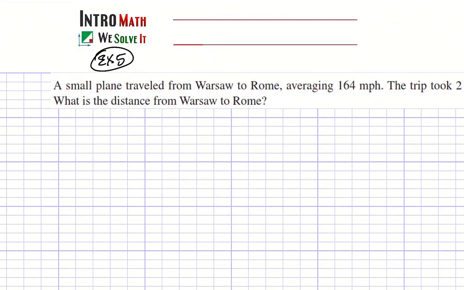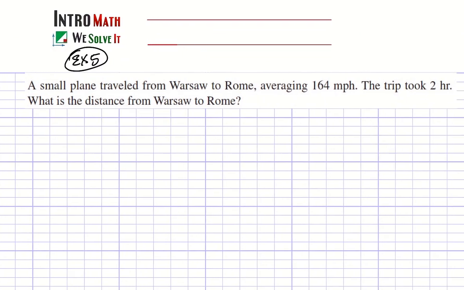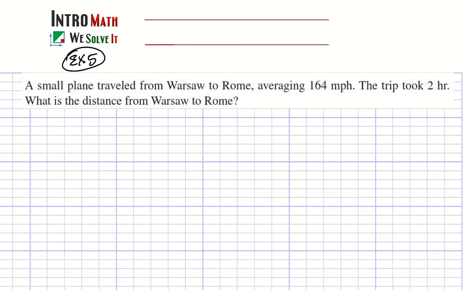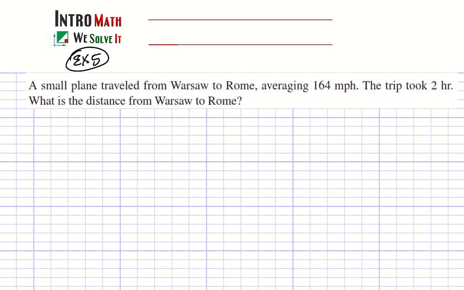We'll move on. The next one says, let me make sure you can see that, okay? It says that a small plane traveled from Warsaw to Rome, averaging 164 miles per hour. The trip took 2 hours. What is this? Again, it's the same thing. They changed the word. You could say the plane traveled from Houston to Dallas, averaging 64 miles per hour. The trip took 2 hours. What is the distance from Houston to Dallas? Basically, it's the same thing.